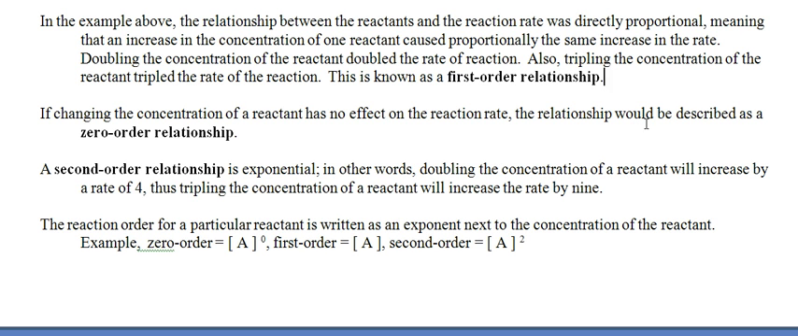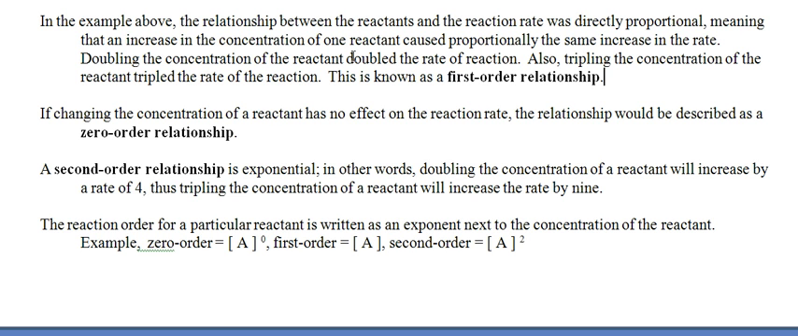That is a first-order reactant. So again, zero order, you change the concentration, whether it goes up or whether it goes down, that rate remains constant. For a second-order reactant, if I double the concentration, this is an exponential growth. So if I double it, it's 4 times faster. If I triple it, it's now 9 times faster. If I quadruple it, it's now 16 times faster.